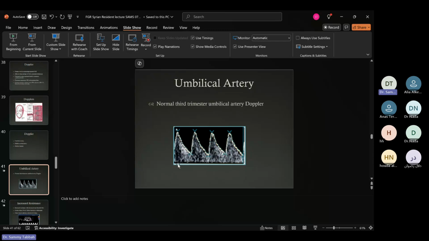And this is the baseline that we're using to see the amount of flow through the umbilical artery. Anything above this baseline is forward flow. Anything below the baseline is reverse flow. And we want to make sure that we see adequate flow throughout diastole. That is a normal umbilical artery Doppler study.